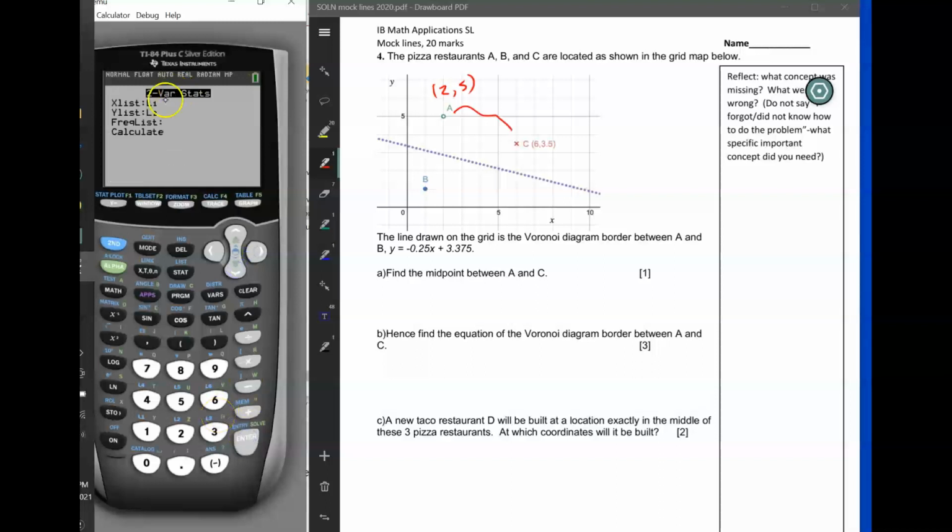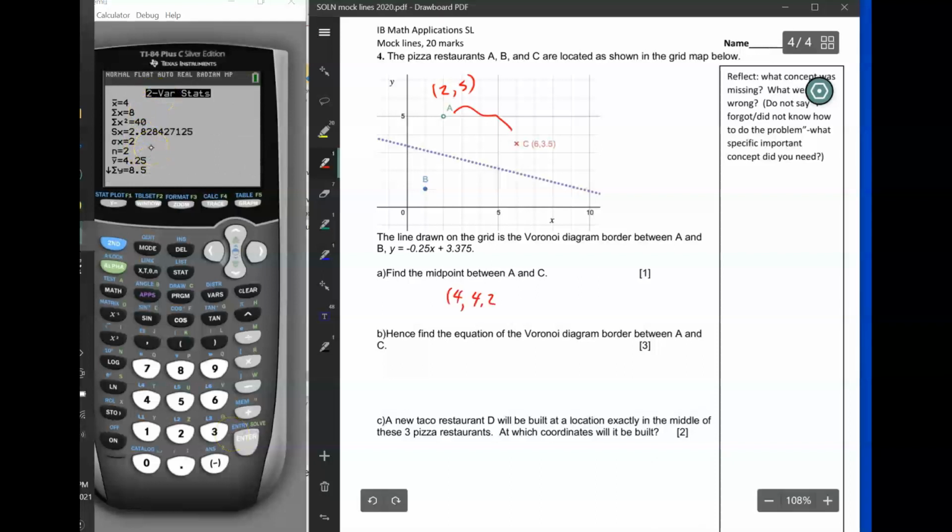And then we put L1, L2 blank in there, and we go down to calculate, and then we can figure out what X bar, Y bar is. That is the mean point. So it would be 4, 4.25. Next step. Hence, find the equation of the Voronoi diagram border between A and C.